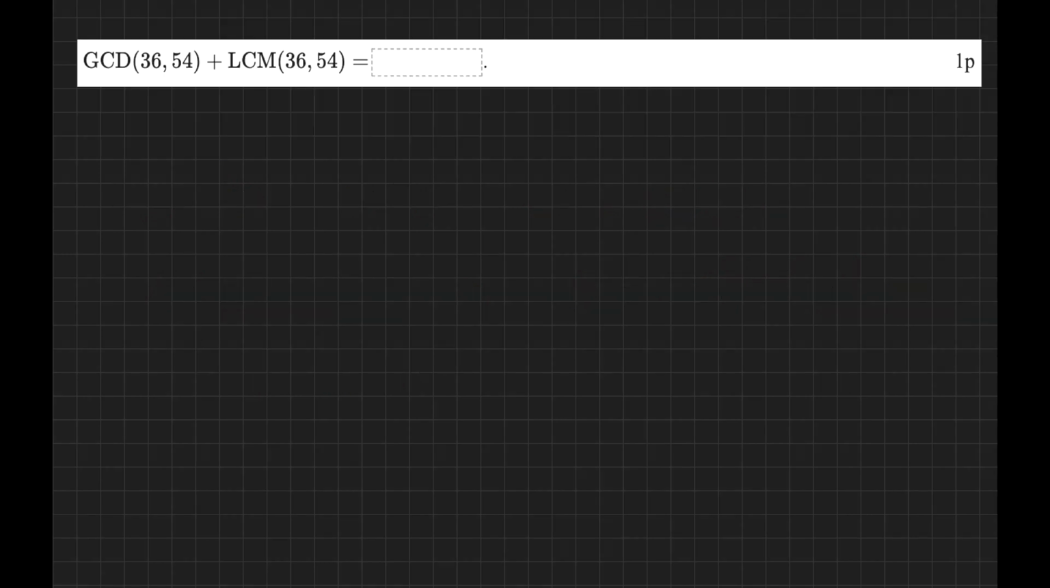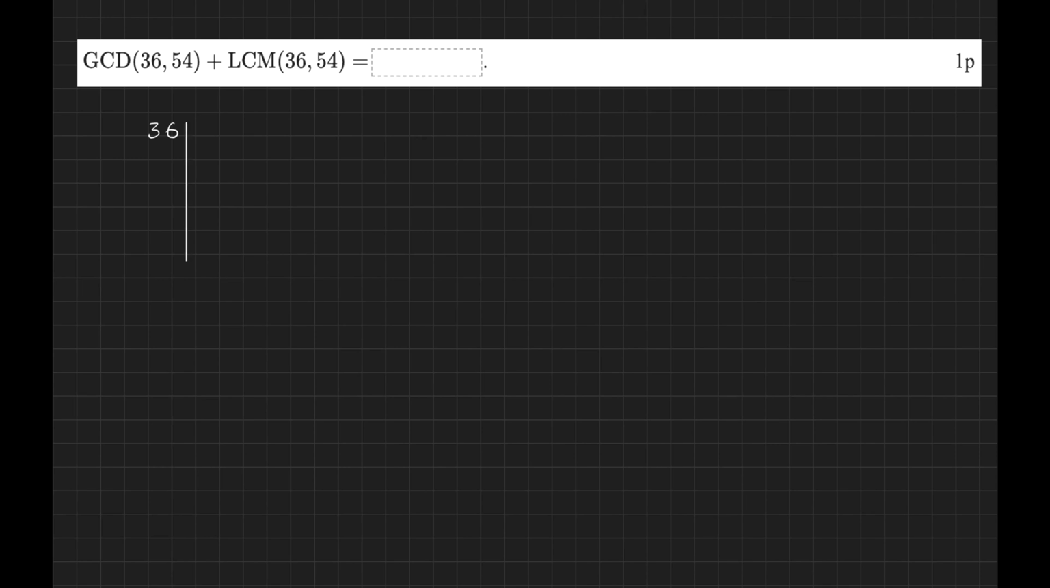Okay, question number 3. Here we are supposed to find the GCD of these two numbers. We also need to find the LCM of the same pair of numbers and then add them up and write the answer here. Okay, so you have to show your calculations. In order to find the GCD and LCM of a pair of numbers, we factorize them into a product of prime factors. So I will do the same thing as I did in problem 1 for 36.